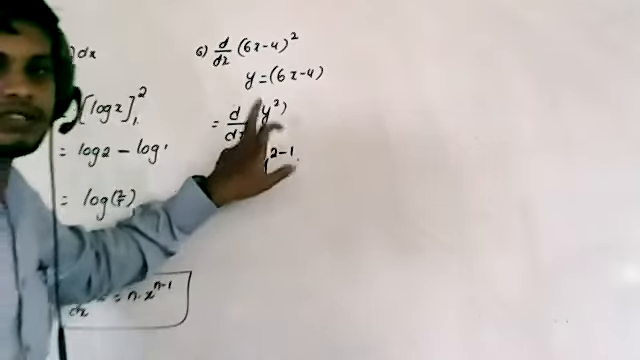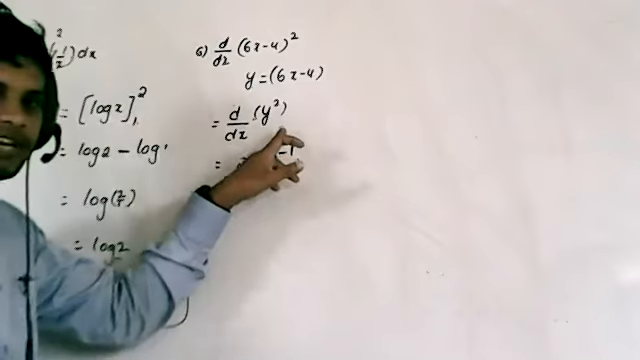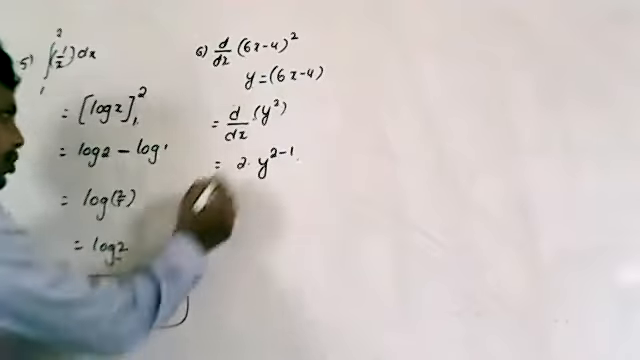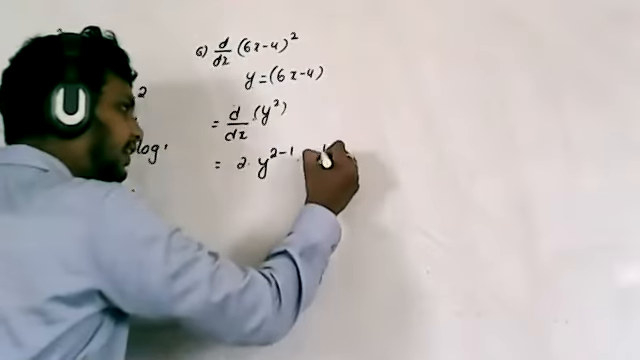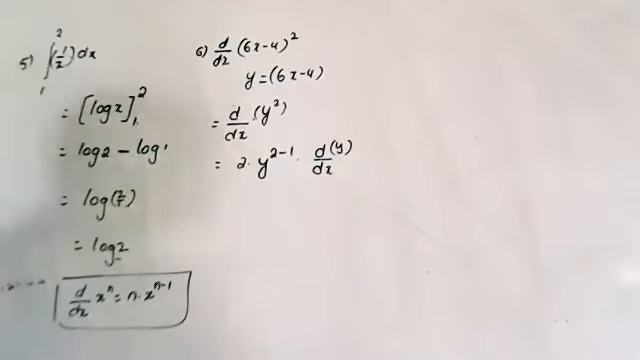But here we didn't consider x. If you take x only, we have the formula. So here it is y, but actually this is not x. Therefore, I will take d by dx of y again. Are you clear? Understood?